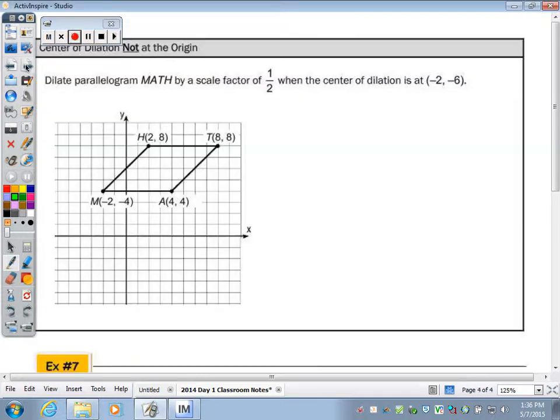All right, on the back side, we're going to dilate parallelogram MATH by a scale factor of 1/2. So again, a scale factor of 1/2 is the dilation of 1/2. The center of dilation, though, is -2, -6. So here's the center of dilation. There's a typo. This is supposed to be +4.